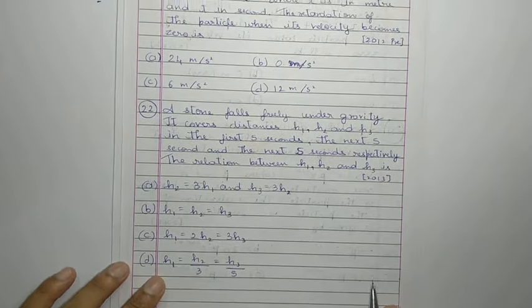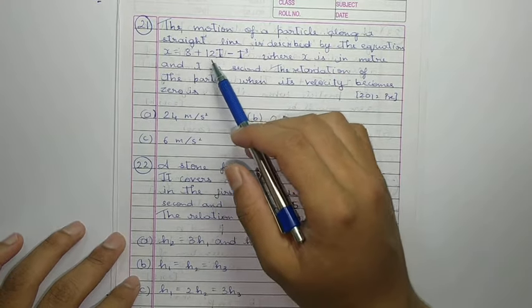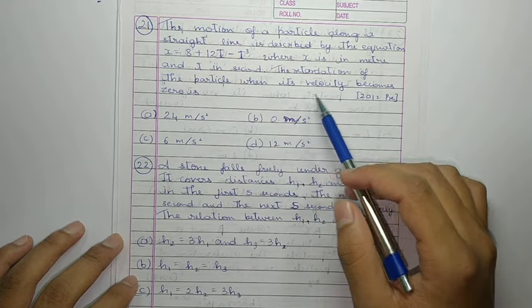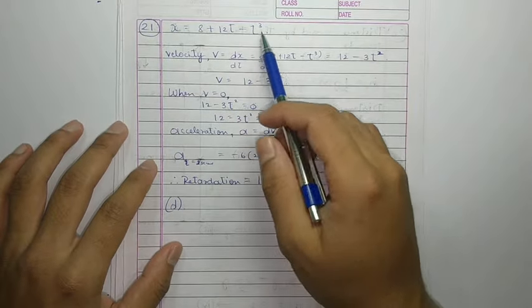21. The motion of a particle along a straight line is described by the equation x = 8 + 12t - t³, where x is in meters and t is in seconds. The retardation of the particle when its velocity becomes 0 is. We have the equation x = 8 + 12t - t³.